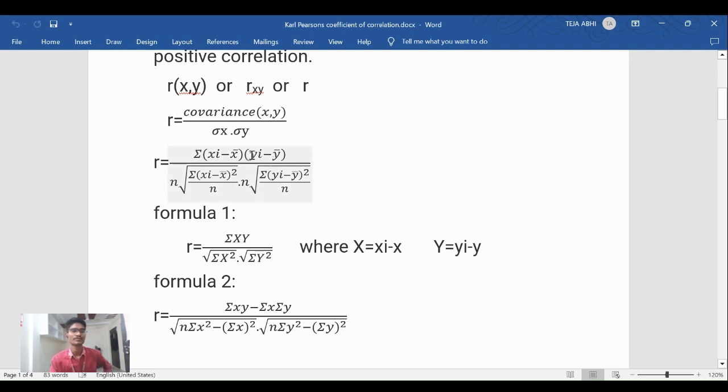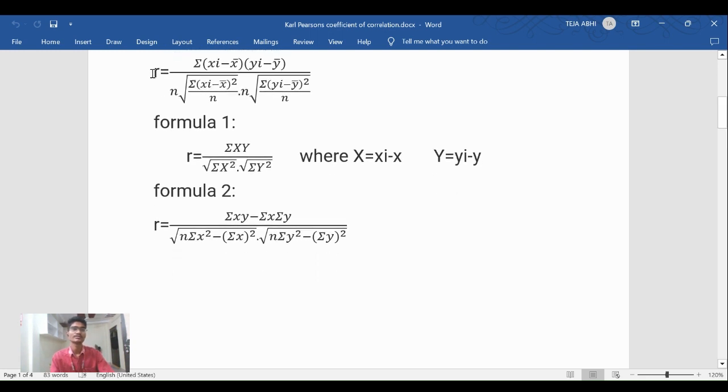Using this formula, we have three different formulas to find the value of r. The formula is the summation of xi minus x bar into yi minus y bar, by n into the root of the summation of xi minus x bar whole square by n, into the root of the summation of yi minus y bar whole square by n, where xi and yi are the values of x and y at a particular point, x bar and y bar are the means of the x and y values, and n is the number of values of x and y.